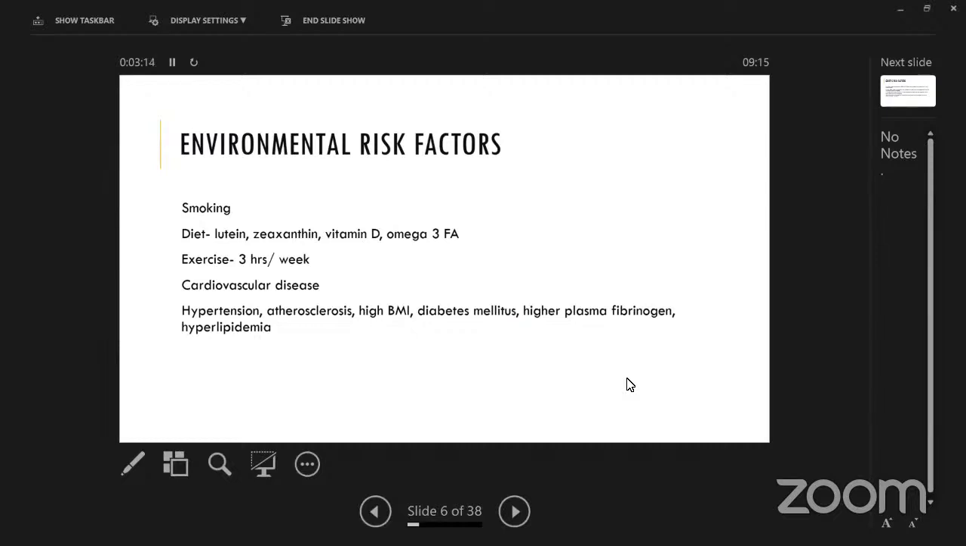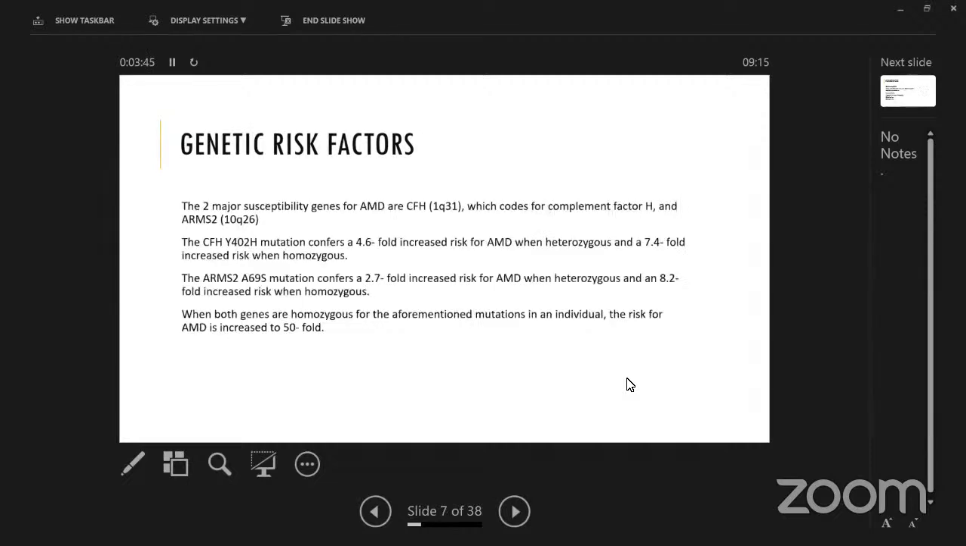modifiable. A better diet, including lutein, zeaxanthin, vitamin D, and omega-3 fatty acid, has a protective role. Exercise: it is said that a minimum of 3 hours per week of exercise is protective. Then cardiovascular disease has a correlation with the severity and progression of the disease. Other factors like hypertension, atherosclerosis, high BMI, diabetes mellitus, higher plasma fibrinogen, and hyperlipidemia all have equivocal roles.